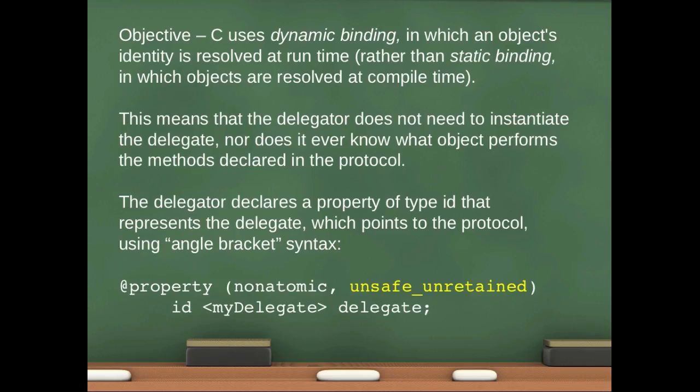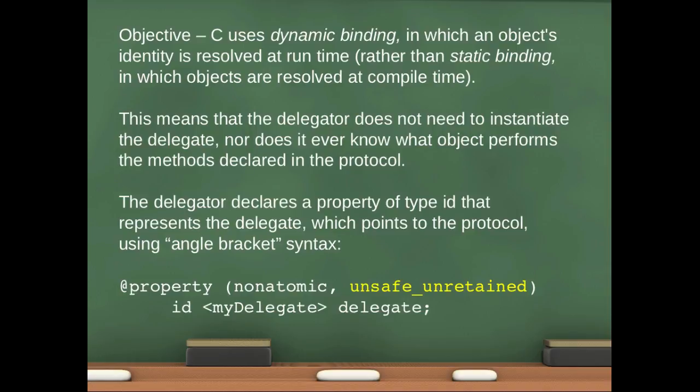So this works in Objective-C using dynamic binding. Dynamic binding is the state in which an object's identity isn't resolved until runtime. Static binding, on the other hand, occurs in Java, for instance. Everything has to be known. The identity of all objects has to be known at compile time. But with dynamic binding, the compiler doesn't know the identity of objects at all. Only the runtime system finds out and binds those objects.